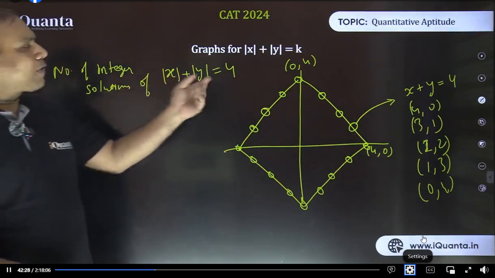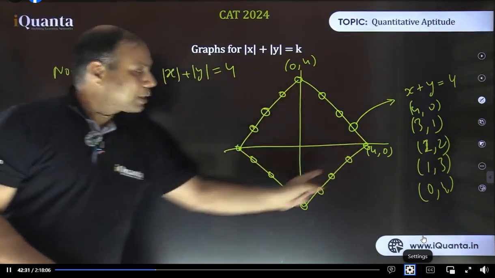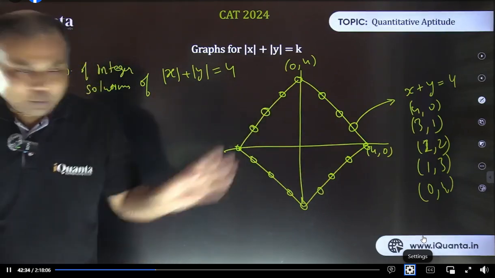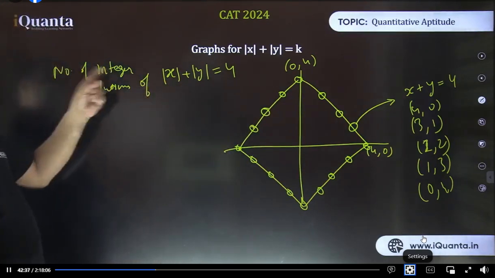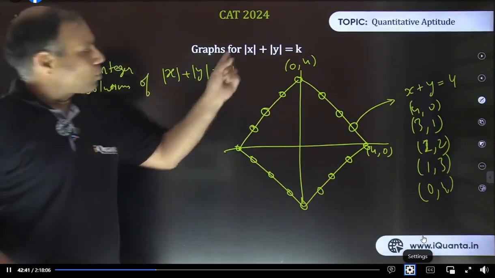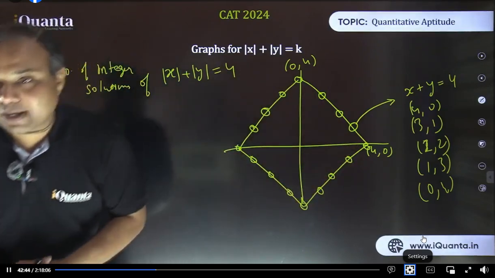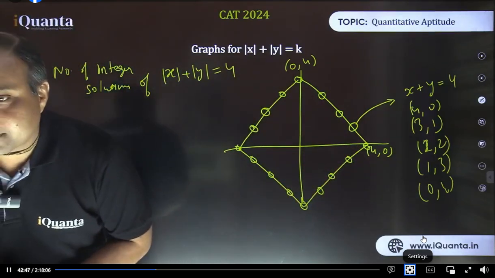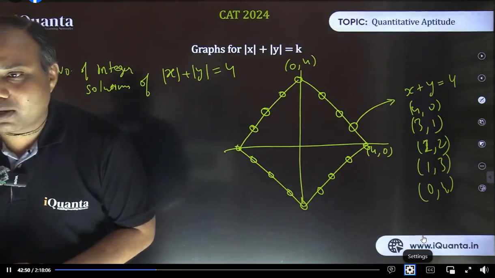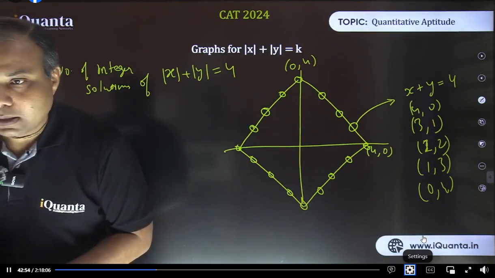This is mod x plus mod y equals 4, so we have to consider only these boundary points. Further on, we'll move inside also, don't worry. But right now, this question is number of integer solutions of mod x plus mod y equals 4, so I need to consider only these boundary values. Is it fine? Okay. Kashish, have you understood? Priyanka, okay, good. Clear to everyone so far?